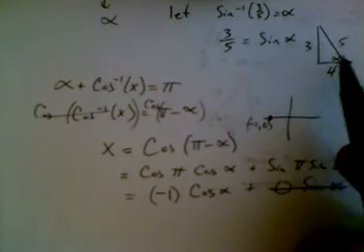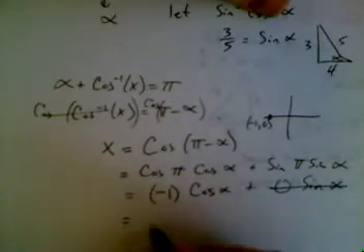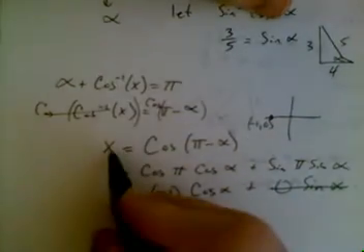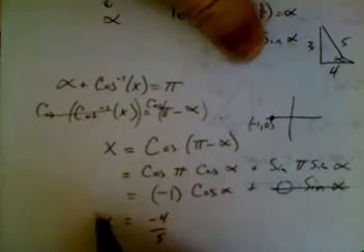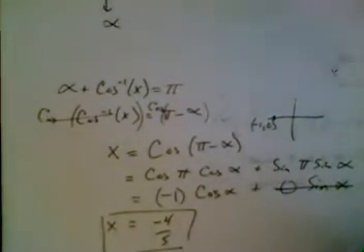If I look up here, I already found the information for alpha. For cosine, it's 4 over 5. So this is equal to -4 over 5. And remember what we were solving for? x. I have solved for my x. So problem 13a is done.